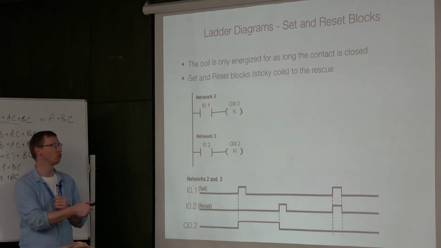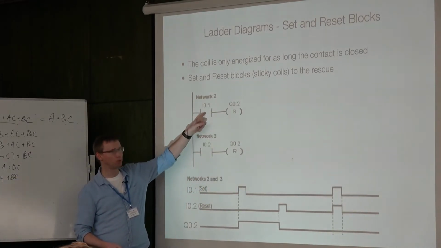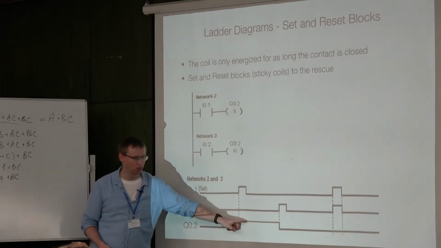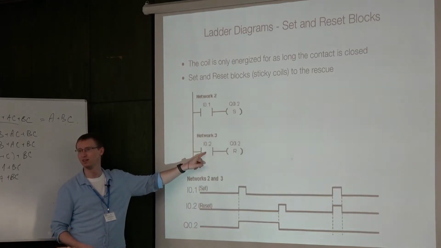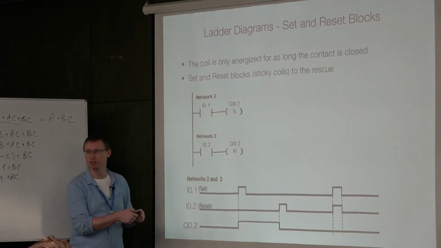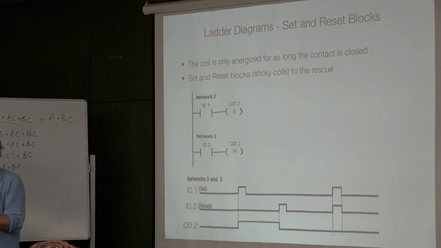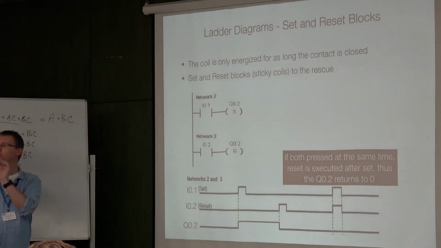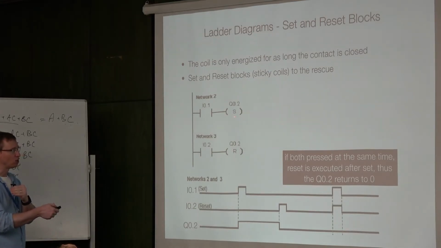So the set block energizes the coil whenever there is a leading edge in the input signal. The coil stays energized until there is a leading edge in the resetting signal. Okay? So there is a separate set and a reset block to energize and de-energize a coil. And by the way, what happens if two of those events happen simultaneously? What happens then? Well, the program is executed one by one. So this one energizes the coil, but then immediately the other one de-energizes that.